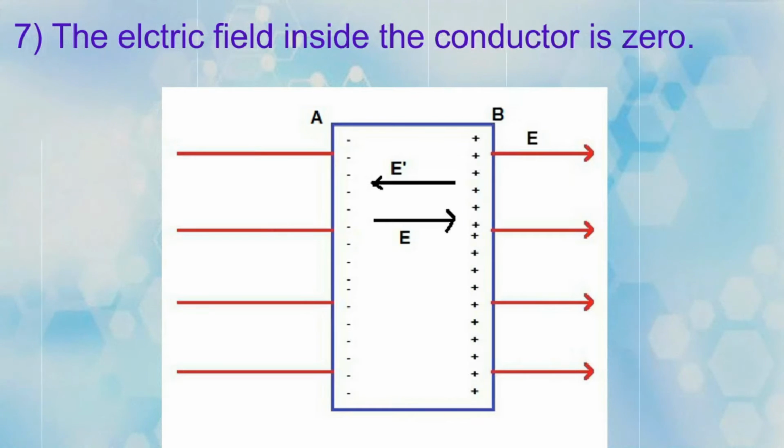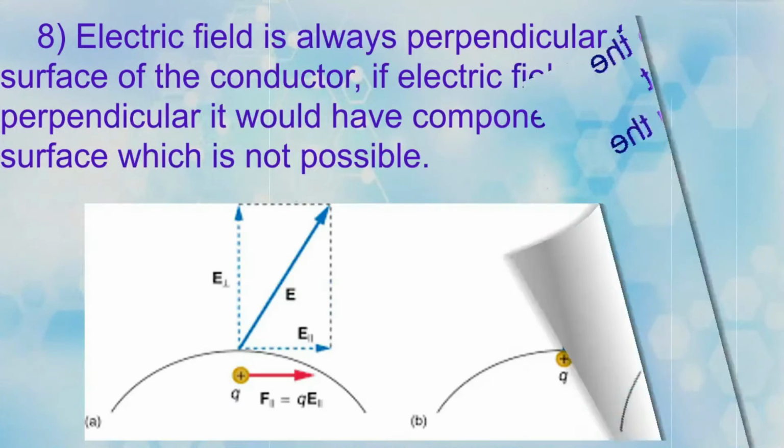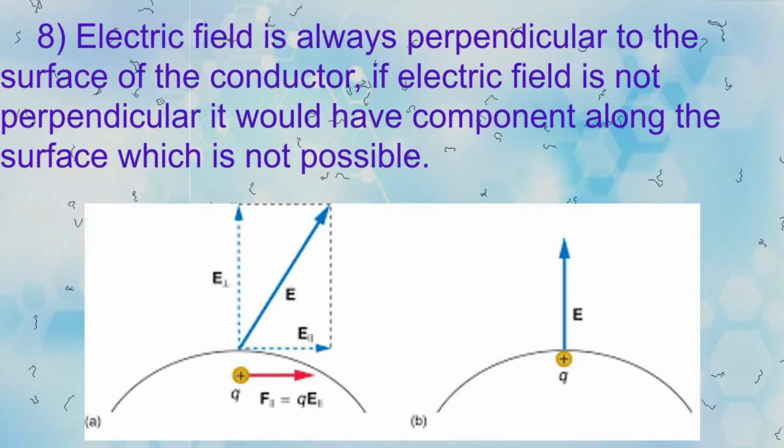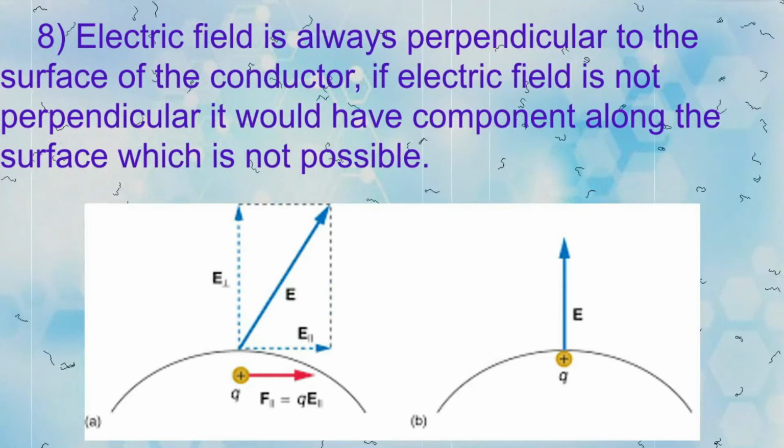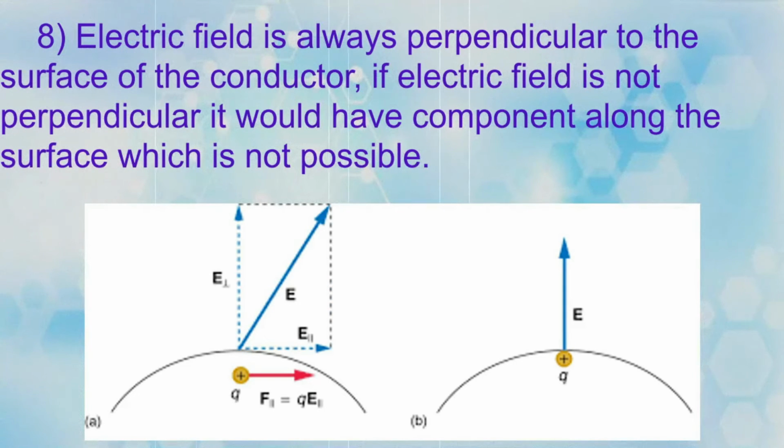The electric field inside the conductor is zero. The electric field is always perpendicular to the surface of the conductor. If the electric field were not perpendicular, it would have a component along the surface.